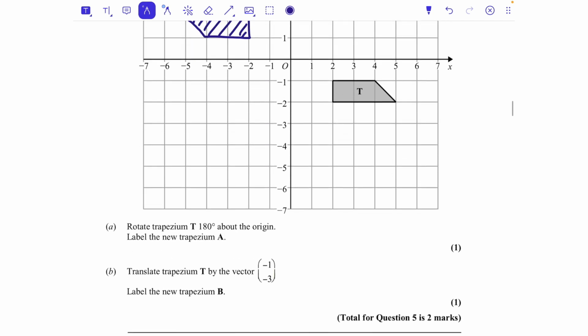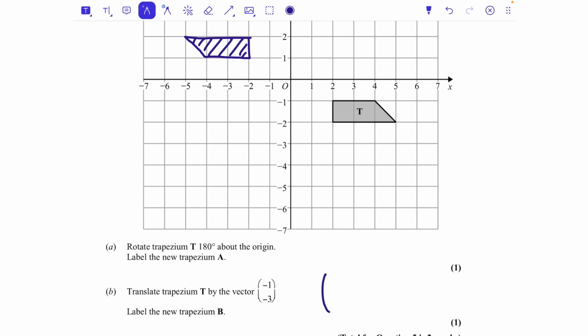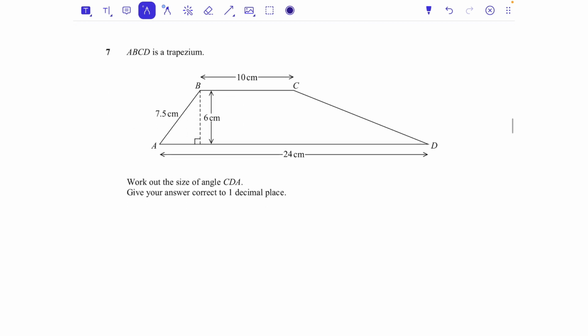Then it says translate trapezium T by the vector -1, -3. So with a vector, the top number moves it left and right. The bottom number moves it up and down. Positive is right, negative is left. Positive is up, negative is down. So -3 is going to be 3 down. And -1 is going to be 1 left. So I need to take this shape, move it 1 to the left and 3 down. Now looking at this coordinate, 1 left and 3 down gets us to here. So then I just want to redraw that shape from there using the same coordinate that I moved as the point of reference. Great.